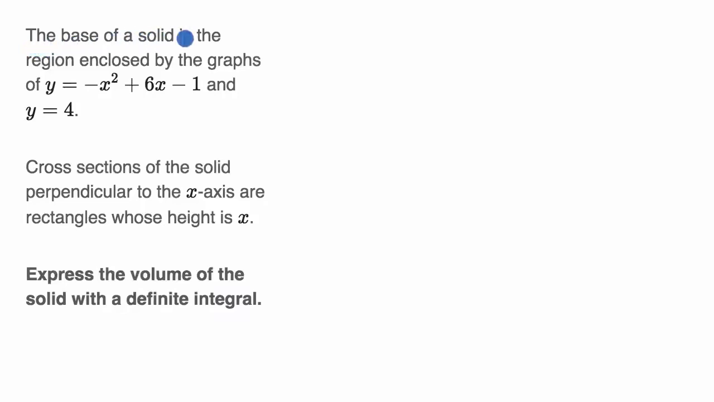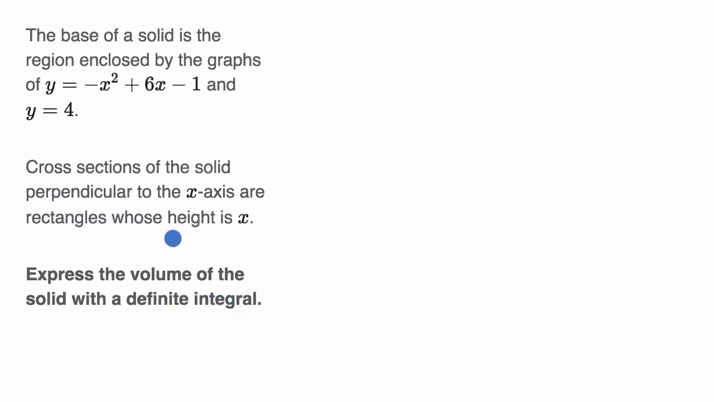The base of a solid is the region enclosed by the graphs of y equals negative x squared plus 6x minus 1 and y equals 4. Cross-sections of the solid perpendicular to the x-axis are rectangles whose height is x. Express the volume of the solid with a definite integral. So pause this video and see if you can have a go at that.